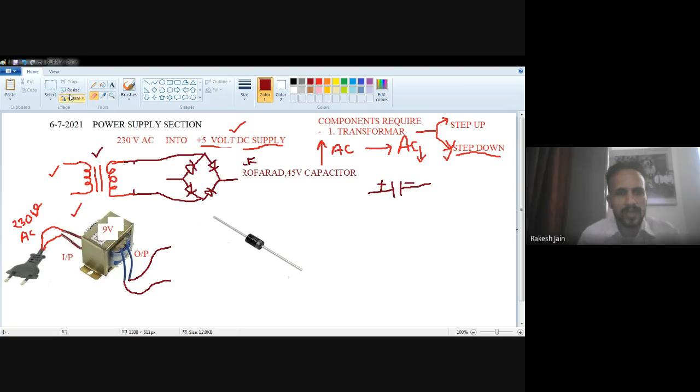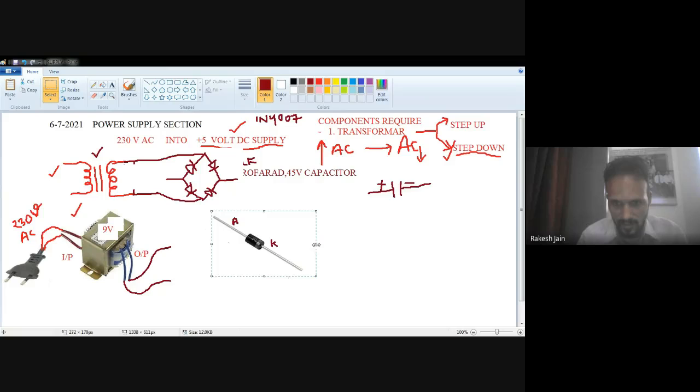So you will see that in diodes, whenever you connect the diodes, which diode will you use? 1N4007. This is the name of the diode, which is written on the diode body. One side is the silver side, that is your cathode, and one side is the anode. So you require 4 diodes.